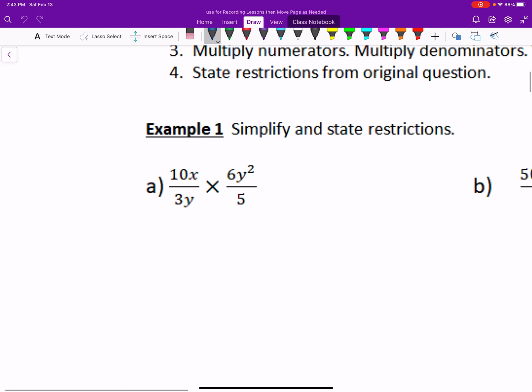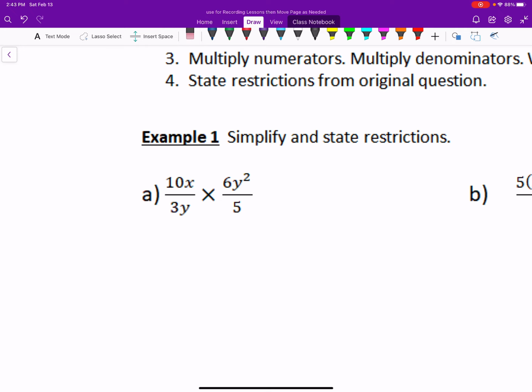So, again, I do need to point out that it's a little bit different for monomials than binomials or trinomials. We don't have to factor monomials. 10x is a monomial, 3y is a monomial, 6y squared is a monomial, 5 is a monomial. So those are all monomials. I can't factor those ones.